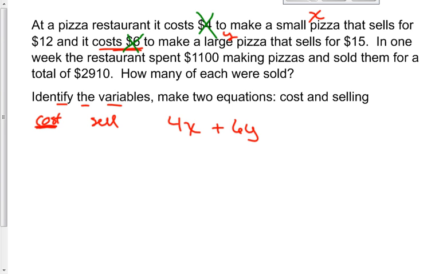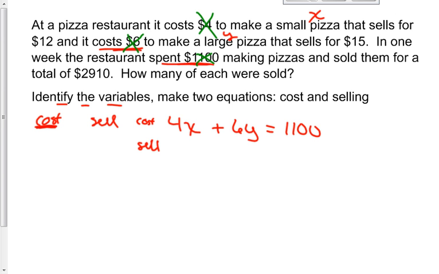And then remember, this entire first equation is only dealing with cost. So it costs $4 to make a small, it costs $6 to make a large, and they spent all together, my total cost for the week is $1,100. And I am now done using that number. My second equation will only deal with selling. What am I going to make when I do all of these?